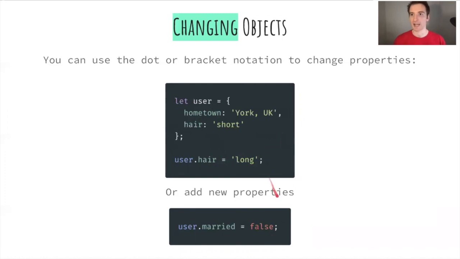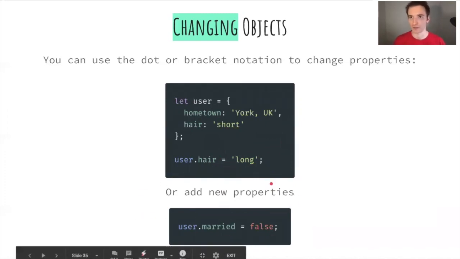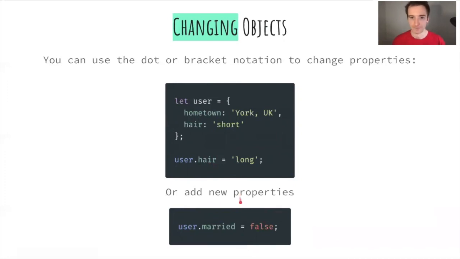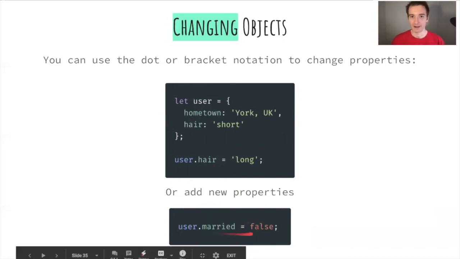And we can also just add new properties onto an existing object. We can do this as much as we like. It's really easy. No problems with that. So here in this case, we have this user object, and we're adding a new property. A new box gets created inside of the mega box of an object, and we're putting the value of false inside of that box.